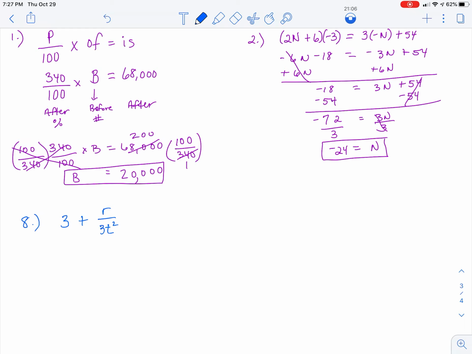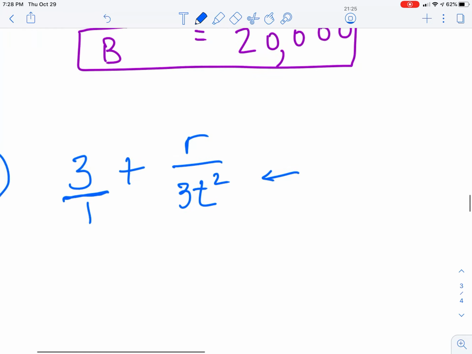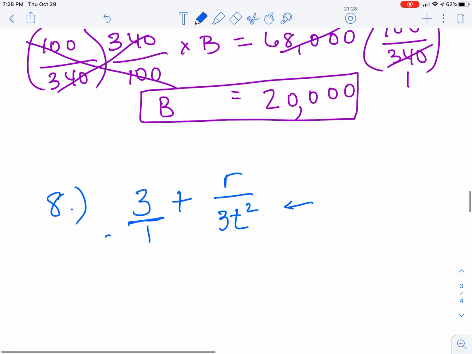Okay, so in order to add those together, first of all, I notice I can't do a thing with it unless I have the same denominators. So I'm going to put that 3 over 1 for just a minute. So what is the denominator that I need to have? My 3 that I just put over 1 needs to have a denominator of 3t squared, like this one does over here. So how am I going to get that? Let's just multiply. Let me make this a little bit bigger.